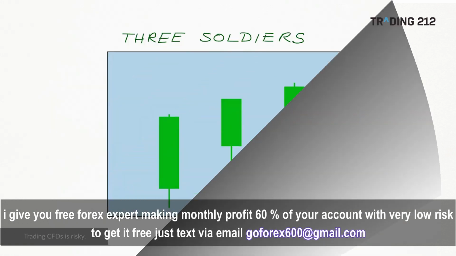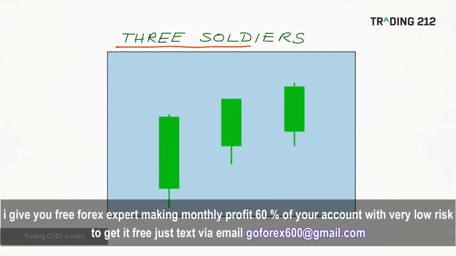So 3 soldiers, also known as 3 advancing soldiers, or even 3 advancing white soldiers, a name that would be derived from black and white candlestick charts, is a group of 3 green candles in a row that show increasingly higher prices. And it's considered a bullish sign, especially if you see it occurring after a period of sideways ranging. So the pattern is like this. These are our 3 advancing soldiers, and they show a steady increase in price.